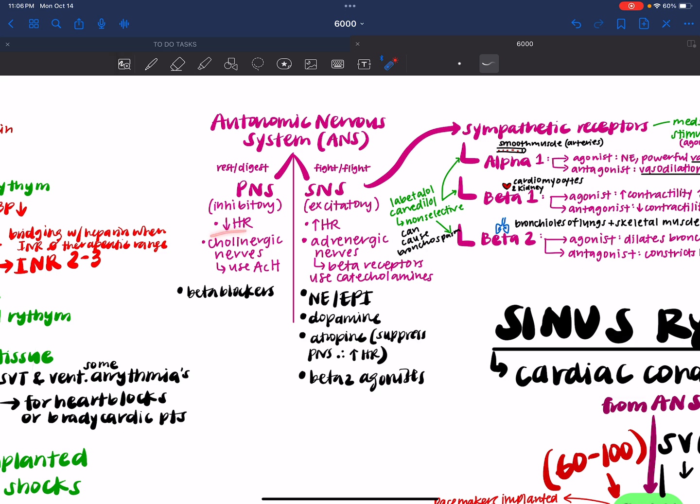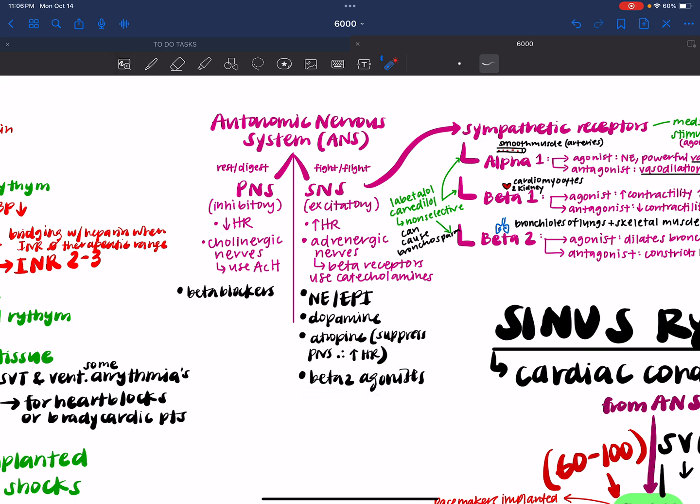So it lowers the heart rate: cholinergic nerves, use of acetylcholine, beta blockers. You'll notice this for, let's say, the refractory period of the action potential. Fight or flight is the SNS, the excitatory, where the heart rate is increased. The adrenergic nerves, like beta receptors, use catecholamines like norepinephrine, epinephrine, dopamine. You'll see atropine given. It suppresses the PNS and basically helps to increase the heart rate.